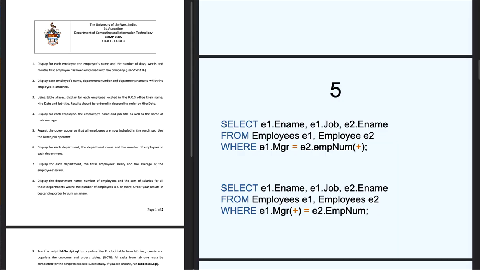The plus operator in Oracle indicates an outer join, including rows where there's no match, for example, employees without a manager. So we can try both to see the difference in the results. If you notice here, at the end of this line you have the plus operator, and at the end of this line you have the plus operator here. So you can try both configurations to see what results you get.